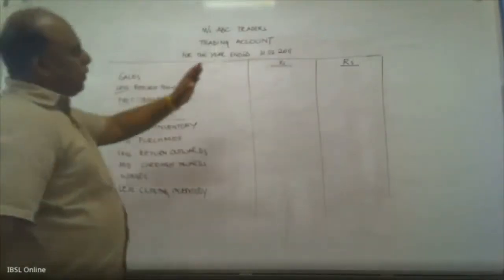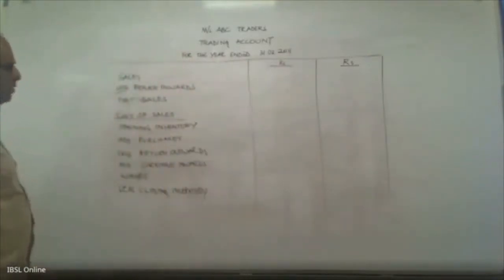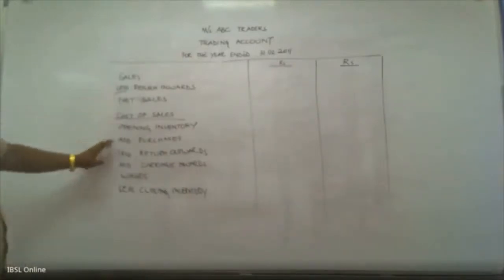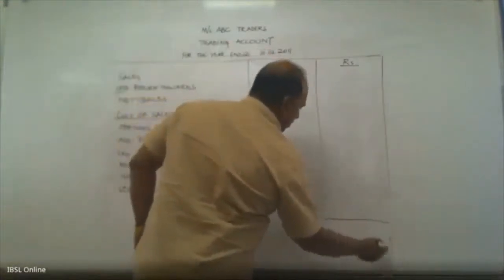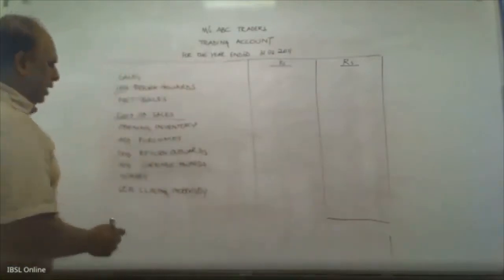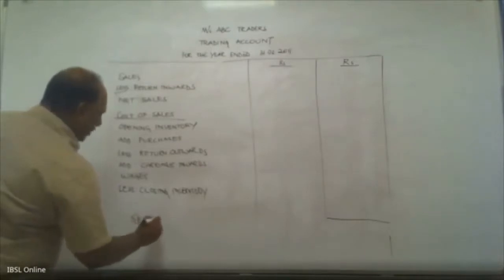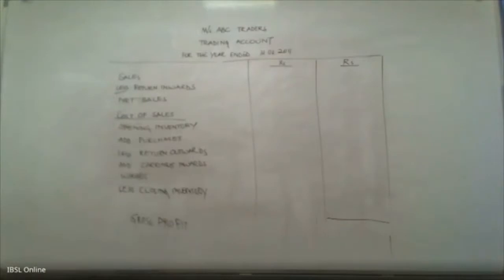Then you have to maintain two columns like this. And then you put down all the items. Sales less return inwards, net sales. Then all the cost of sales items. Then you will get the final answer. That is your gross profit or loss. We can't say here whether it is a gross profit or loss. So generally we expect it to be a profit. So let's say profit. If not, we have to write it as loss. Okay. Now look at the numbers.